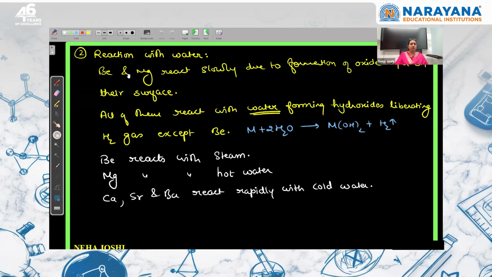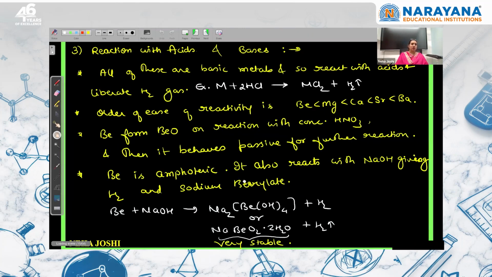If we talk of reaction with water, again, beryllium and magnesium, due to small size and oxide layer formation, will be very slow to react. But others, as you go down the group, will react faster, liberating hydrogen gas. Beryllium does not react with water so easily; it reacts only with steam. Magnesium reacts with hot or boiling water. The rest all react simply with cold water also.